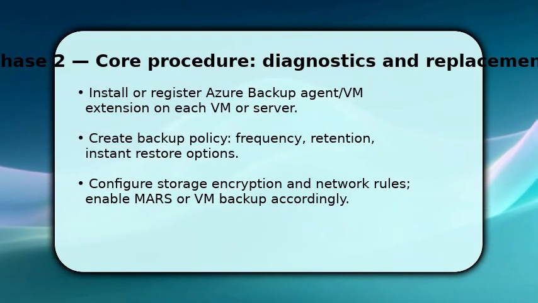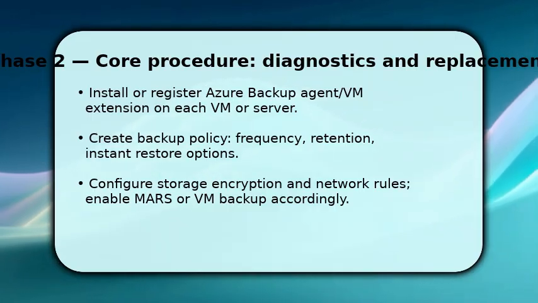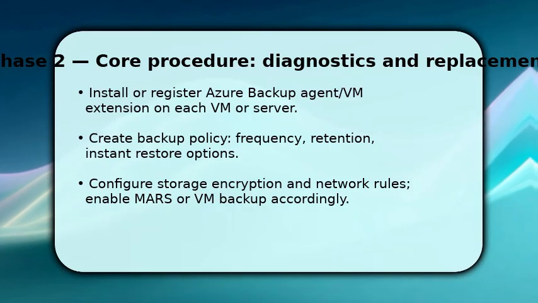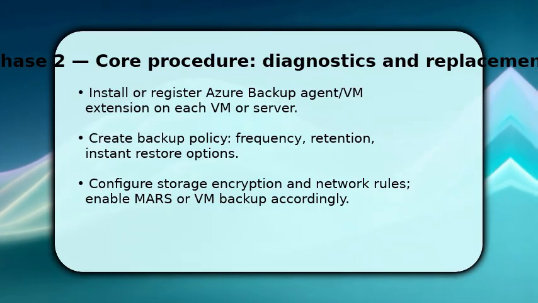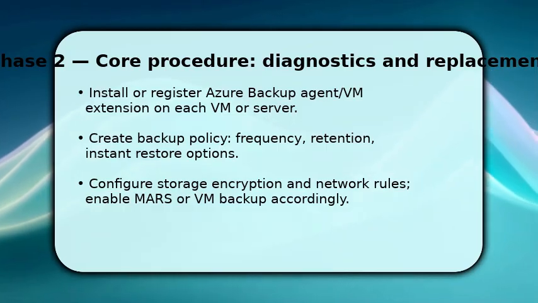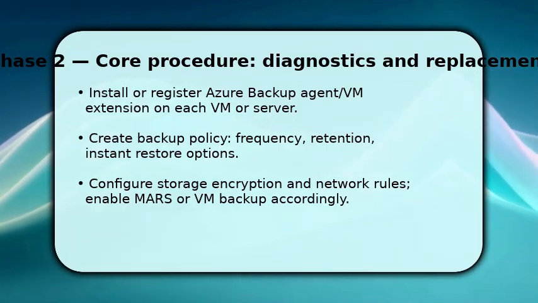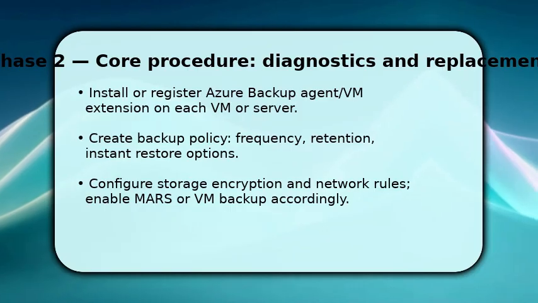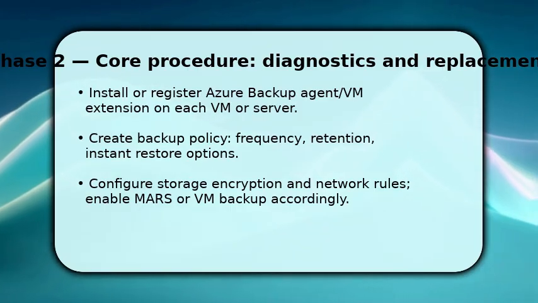Next, register the machines you want to protect. For VM, enable the Azure VM Backup extension. For on-premises servers, install the MARS agent and register to the vault. Then create a backup policy that defines run frequency, retention tiers, and instant restore settings. This determines restore point availability.